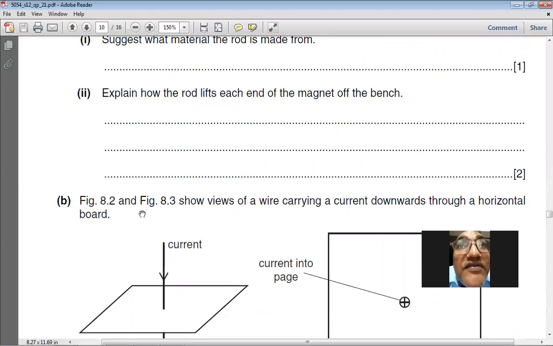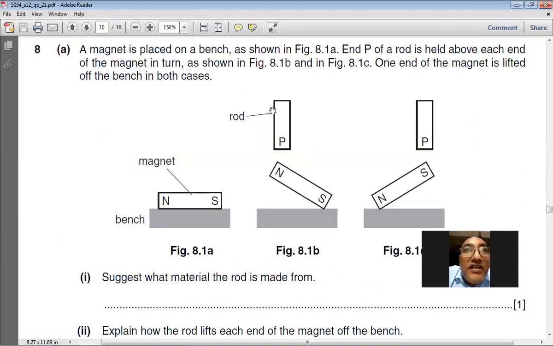Explain how the rod lifts each end of the magnet off the bench. You see, it's soft iron. When you bring this P near the north, due to magnetic induction, here a south pole is induced and here a north pole is induced. So on P, a south pole is induced. This iron, when it comes near this permanent magnet, also starts behaving like a magnet due to magnetic induction.